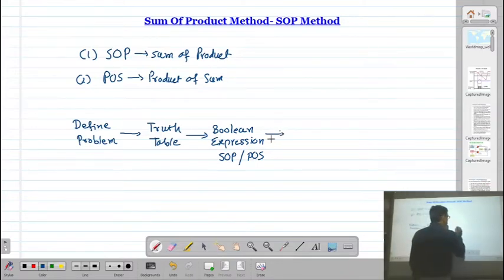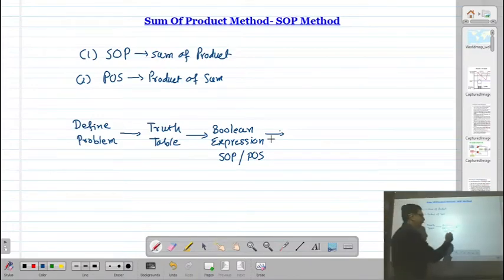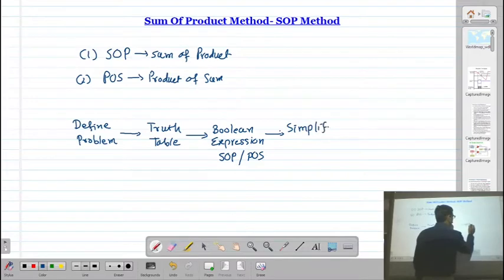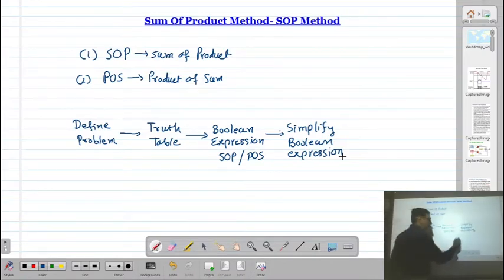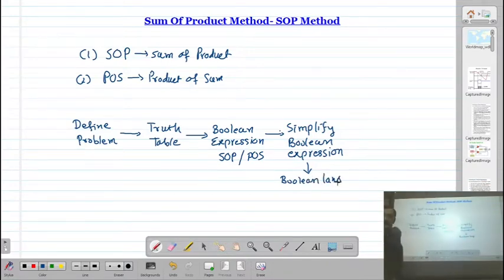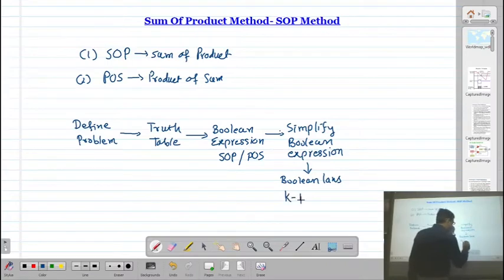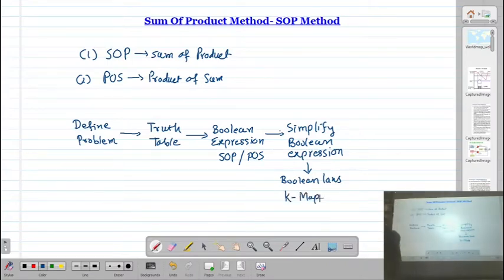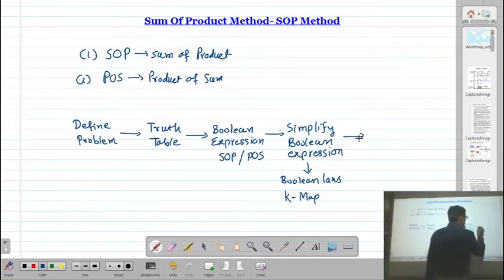Then you can minimize the Boolean expression, or you can say simplify it. For the simplification of the Boolean expression, you can apply Boolean laws. This is one of the methods. Suppose we do not have an idea about Boolean laws, then we have another method known as the Karnaugh map method. Regarding the Karnaugh map, we will discuss it in the next lecture. But either you apply Boolean laws, or you draw a Karnaugh map, simplify it, and get the simplified Boolean expression.